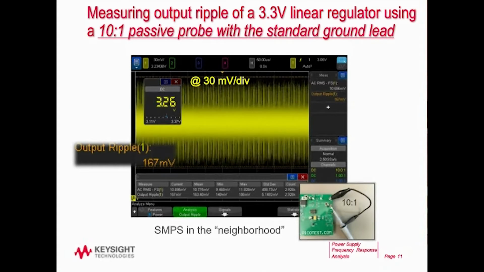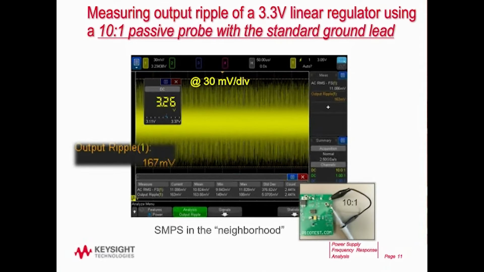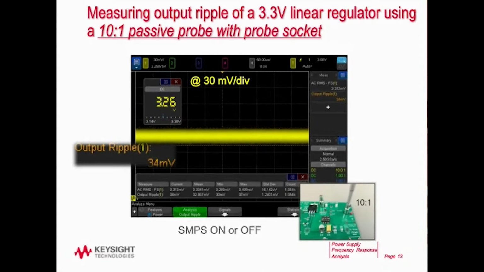Now, notice the words I have there at the bottom, SMPS in the neighborhood. There's a switch mode power supply on my bench. I'm not measuring that power supply. It just happens to be on the bench, and it's radiating all sorts of energy. If I turn that switch mode power supply off, you can see we reduced nearly in half from 167 millivolts down to 94 millivolts peak to peak. And then, if I take that ground lead off and plug it into my probe socket, now we've gone down by a factor of 3 again. Now we're down to 34 millivolts.